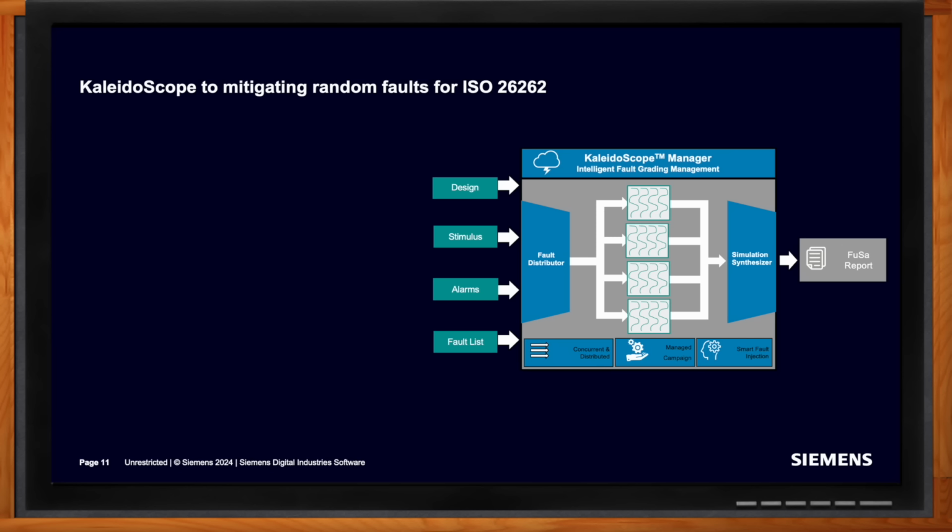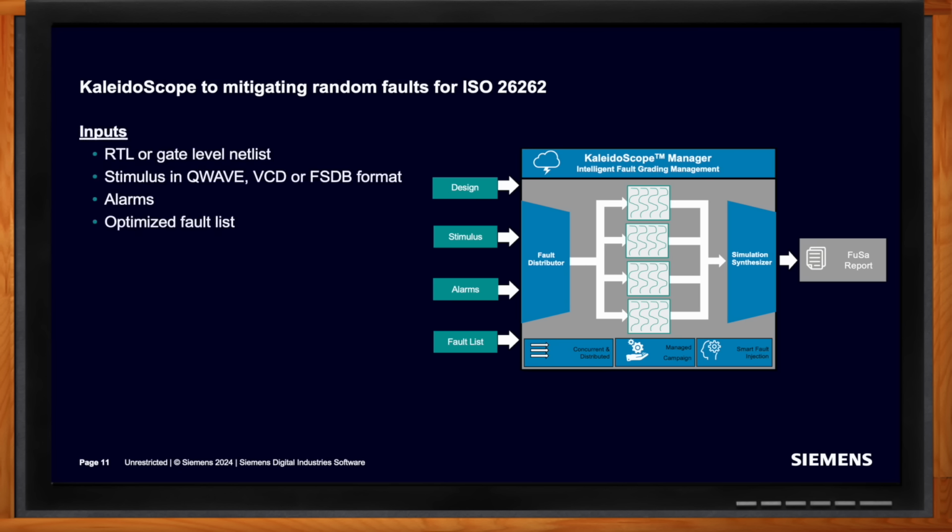So some of the benefits of Kaleidoscope are it was designed with ISO 26262 in mind. So it's a high performance concurrent fault simulation tool. It takes advantage of the compute power by taking advantage of all the cores on a server, as well as all the servers in a grid. So it can take advantage of the whole compute power that you have available.